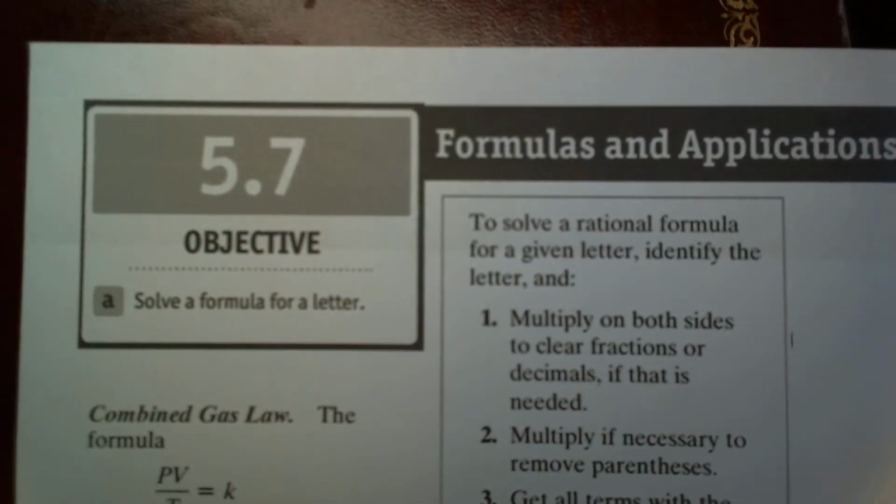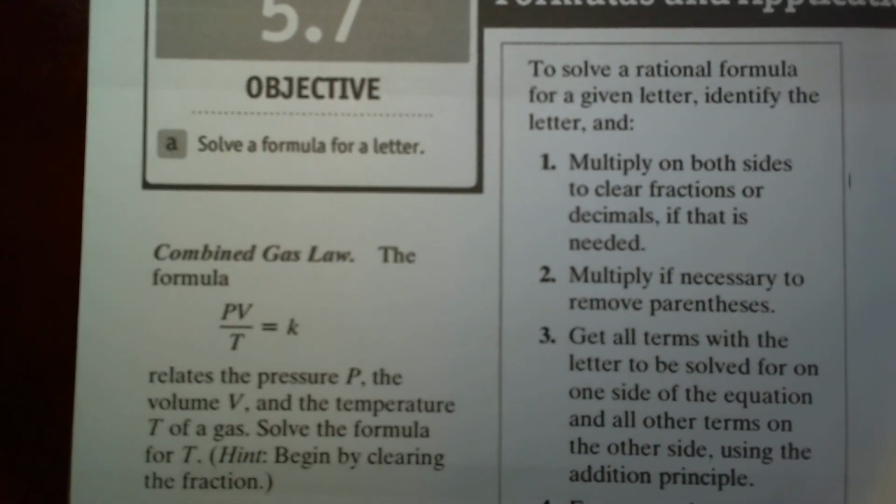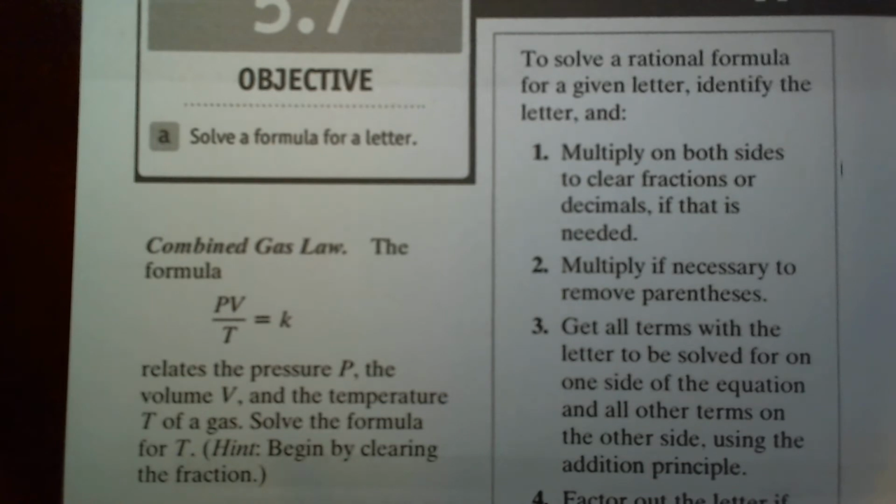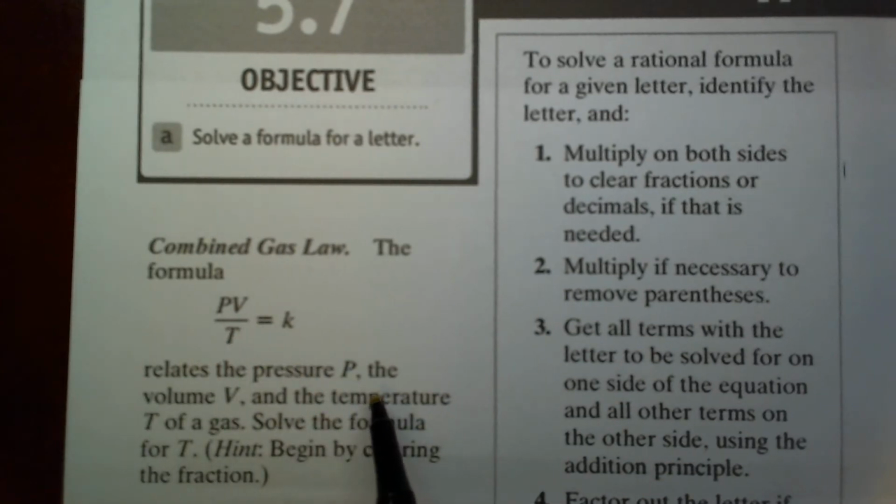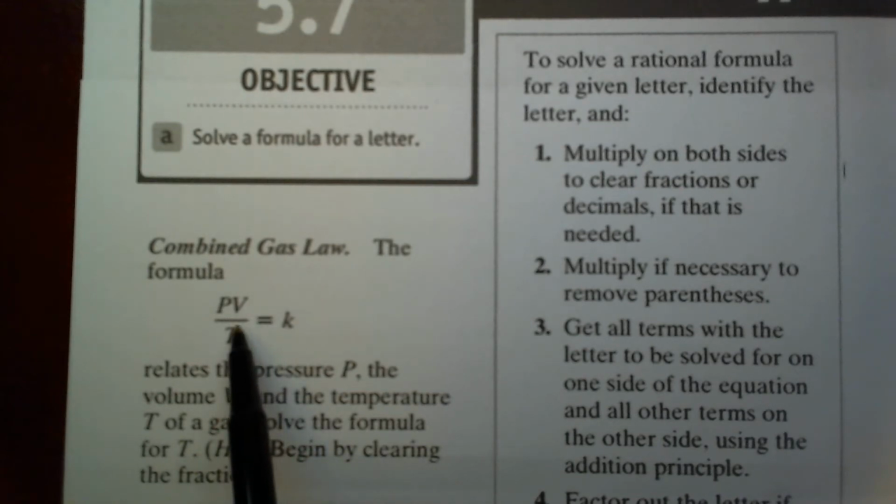The first one is the so-called combined gas law. This formula PV divided by T equals K relates the pressure P, the volume V, and the temperature T of a gas. Solve the formula for T. So in other words, we want to know what T is equal to.